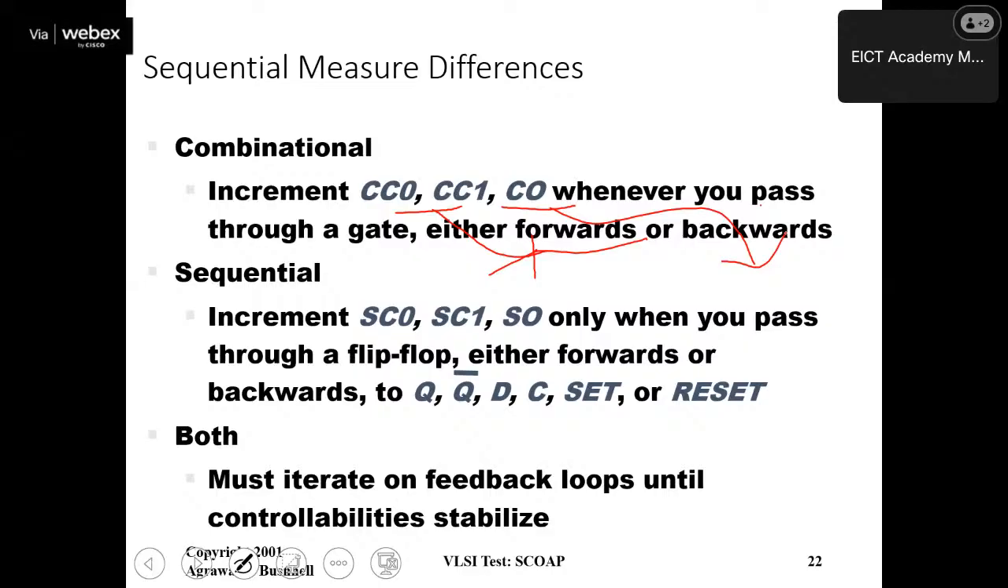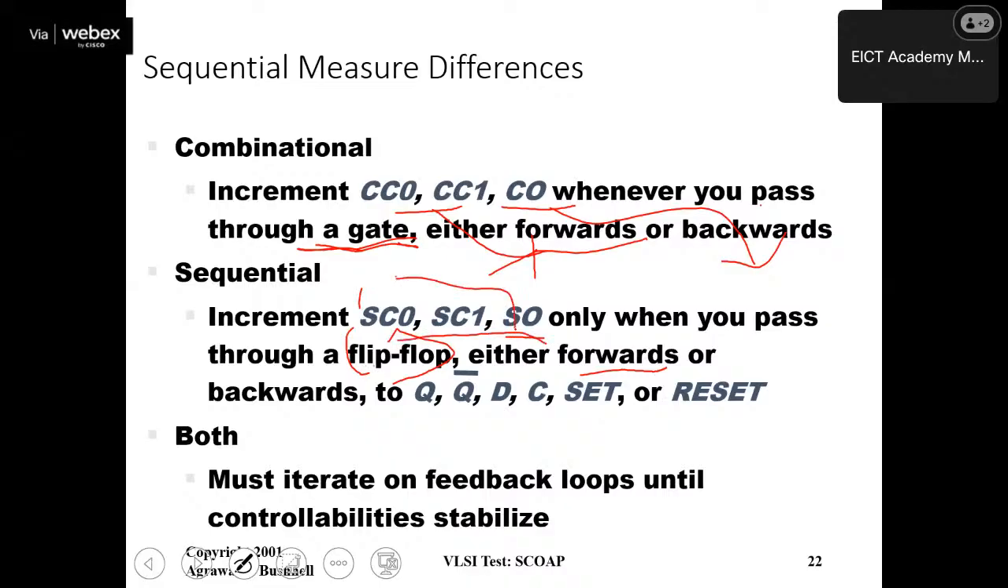Likewise, in the sequential, the increments in sequential controllability 0 or controllability 1 is going to happen in the forward way, and SO it is going to happen in the backward way, only if a pass is through a flip-flop or the memory element. Please make a note of it. In this case, when a flip-flop is passed by, then only there is the increment, otherwise there is no increment.